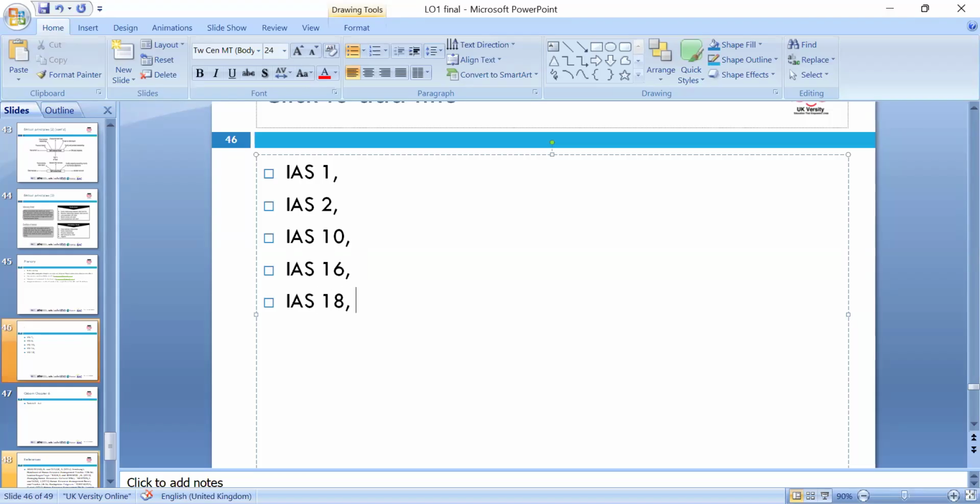IAS 18, we discussed revenue and balancing. IAS 36, 38, and even 37. These are good standards that we normally use a lot when reading the financial statements in the light of the standards.